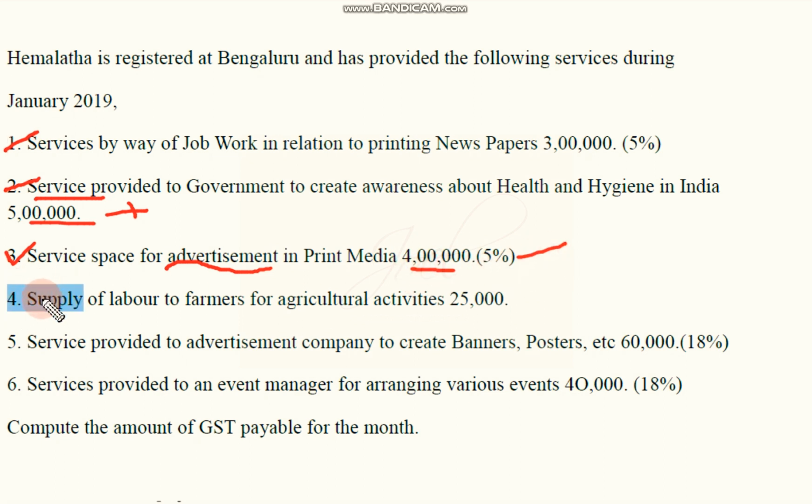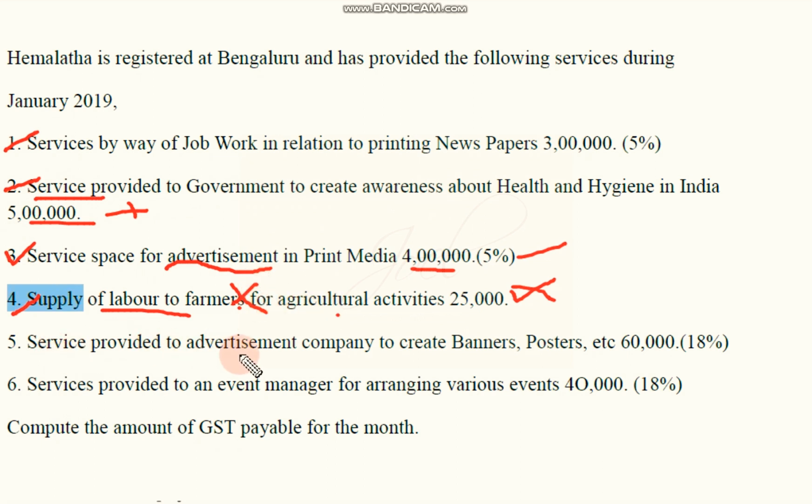Next, supply of labor to farmers for agriculture activities. If you supply laborers to farmers for agriculture activities, this particular service is completely exempt from tax. That's why we are not considering this item. This item won't come in our calculation. Services to the government also won't come, and supply for agriculture activities also won't come.